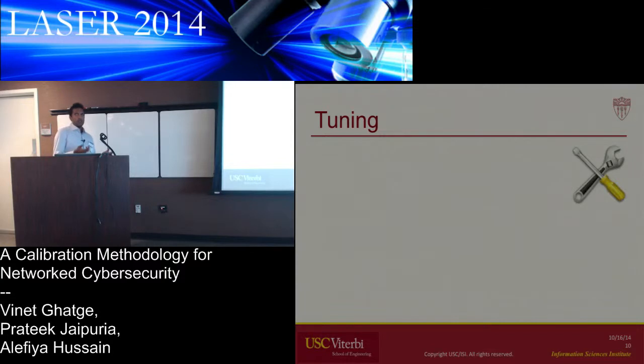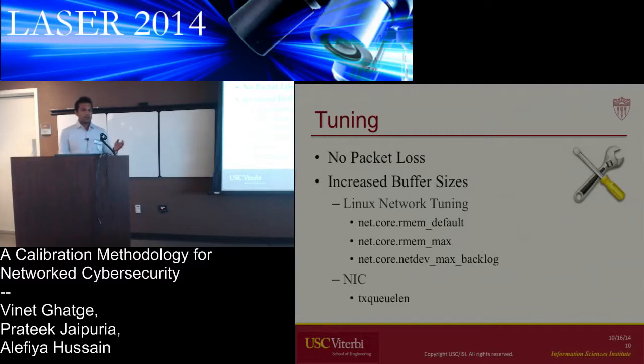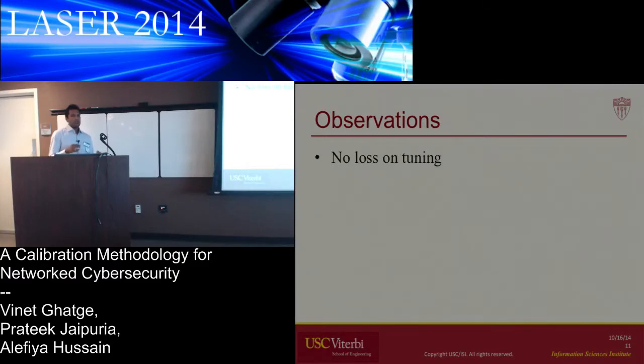The solution that we came up with was tuning. What we thought was, why not tune the systems that are available? The only constraint for this particular example was that we wanted zero packet loss, right? So we tried a simple tuning mechanism. We just increased the buffer sizes, both at the software and the hardware level, to tune the system to make it abide by the required system constraints. And what we observed was we were able to bring down the losses to zero, and it worked.